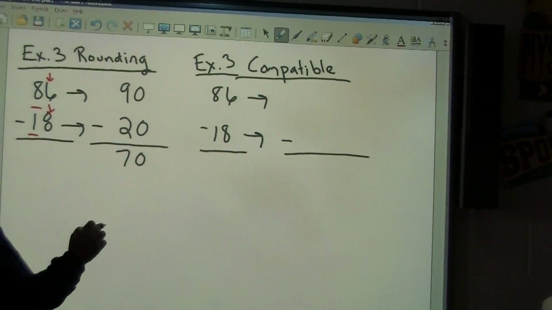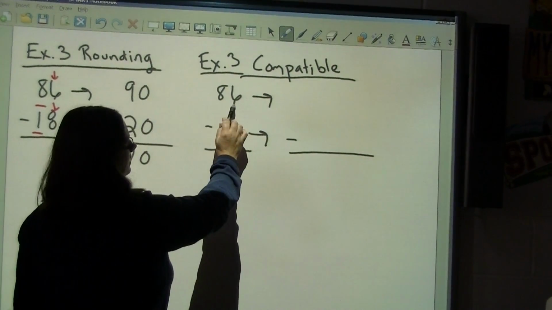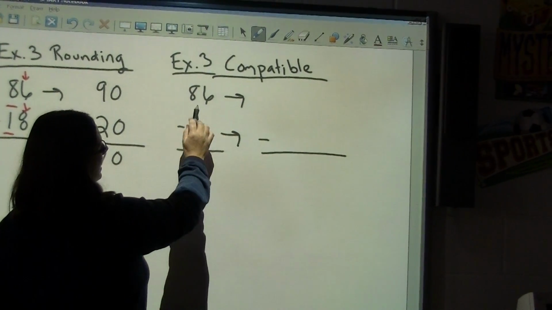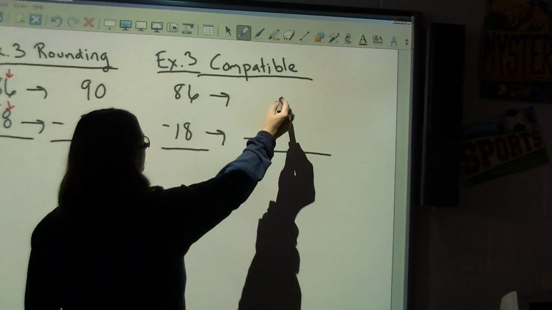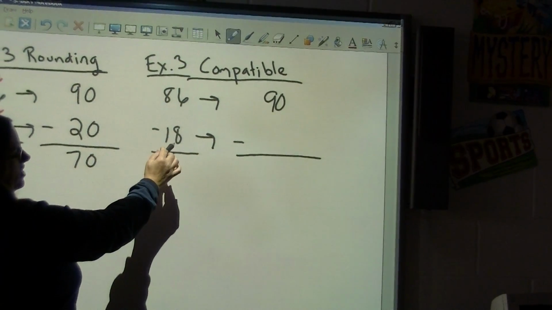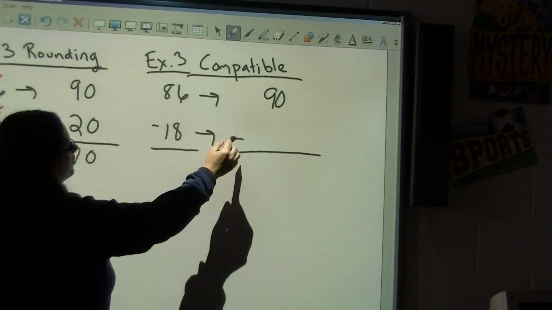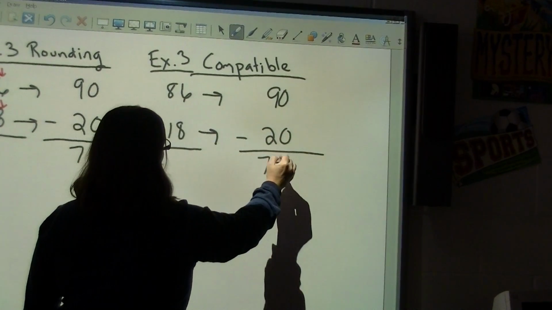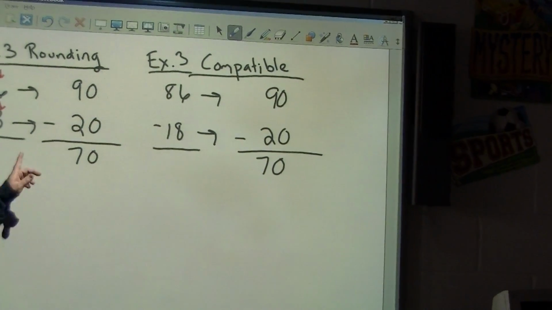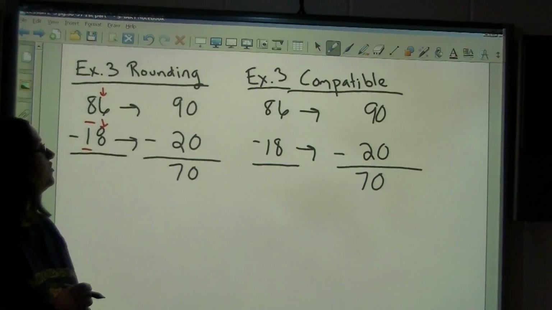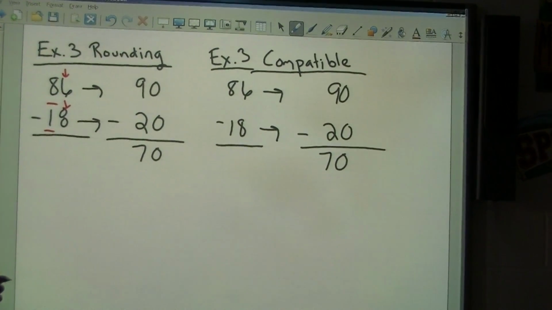Good job. Now let's use compatible numbers. 86. Do we want to use 85 or do we want to go up to 90? And 86 we would say 90 might be a little easier. 85 would be fine too. 18, would we want to say 15 or 20? Most of us would say 20 is easier. So then we would have 90 minus 20. And you will see here for this one that both the rounding and the compatible numbers are similar. Okay, 5th grade, if you have any questions, please write them down.